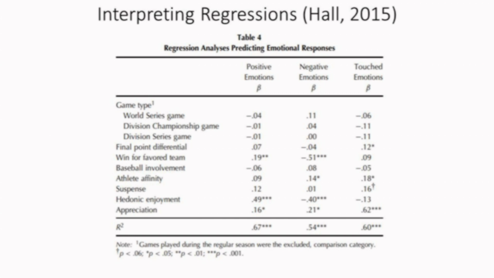We can see for hedonic enjoyment as well, the less fun you're having watching sports, the more likely you are to have an increase in negative emotions. And we can see here 0.54, 54% of explained variance in negative emotions in the data set is explained by those two variables. Again, at the bottom, we can always see what the little stars and crosses mean for each particular p-value. Let's keep going.